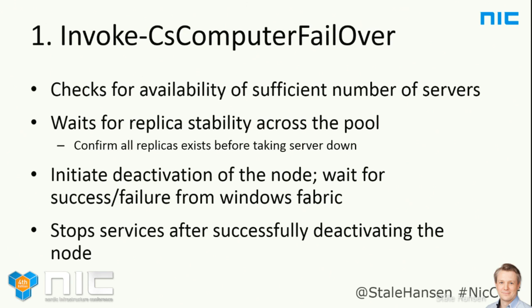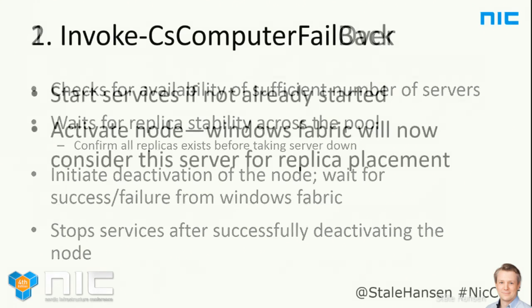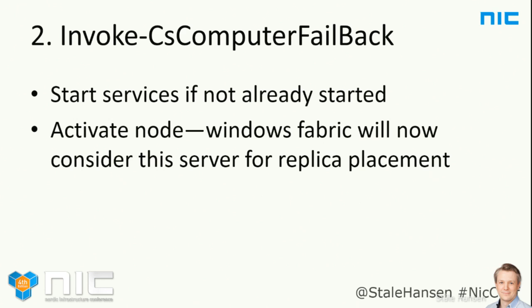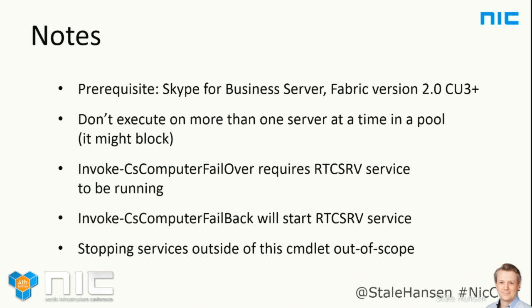So you stop services after successfully deactivating. And then you patch and so on. And then you start the services. And you activate the node with Invoke-CsComputerFailback. But you should only do this on one front-end server at a time. So the goal here has been to reduce the time on a 12 front-end server pool from 8 to 12 hours down to 3 hours, just cycling through the front-end servers. So it's more reliable, and it will work better.